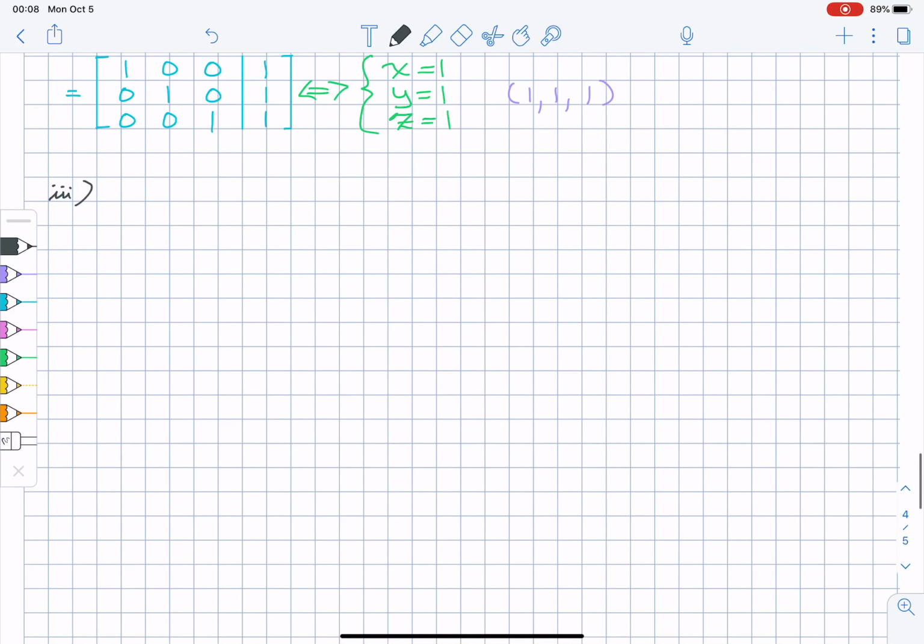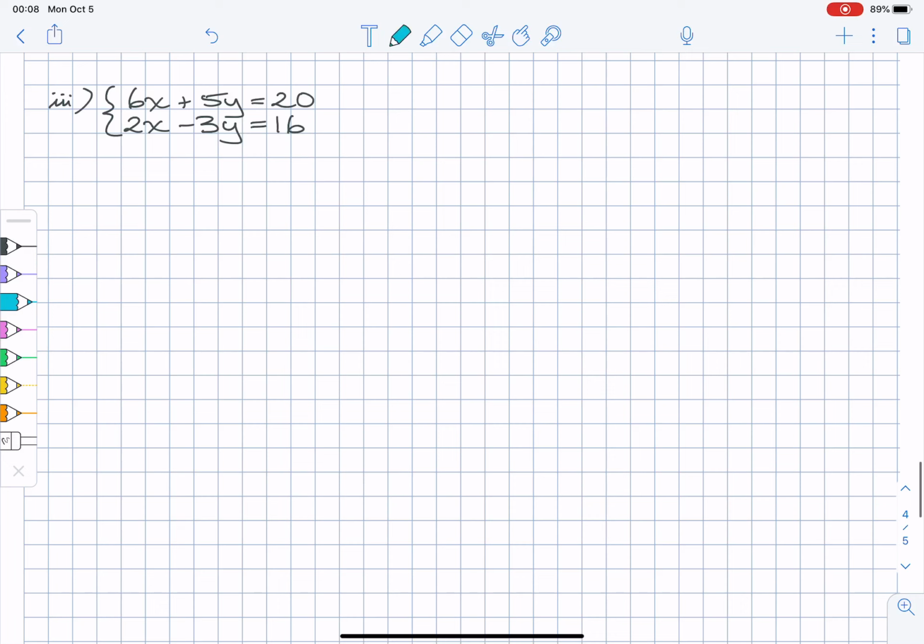Okay, so let's do 6x plus 5y is equal to 20, and 2x minus 3y is equal to 16. Okay, so the coefficients of x are 6 and 2, coefficients of y are 5 and negative 3, the equal sign is my augment, and then 20 and 16.